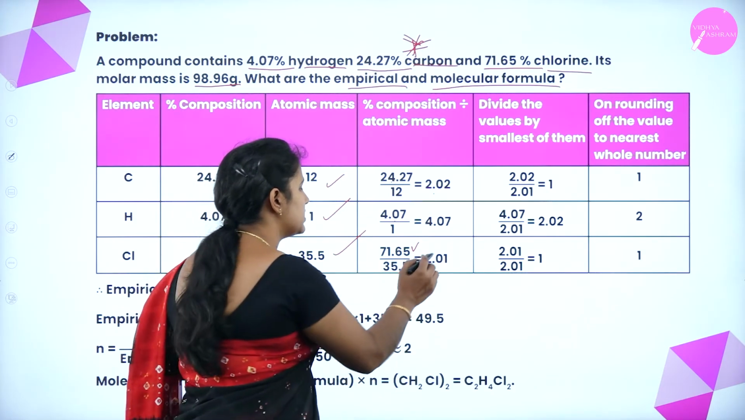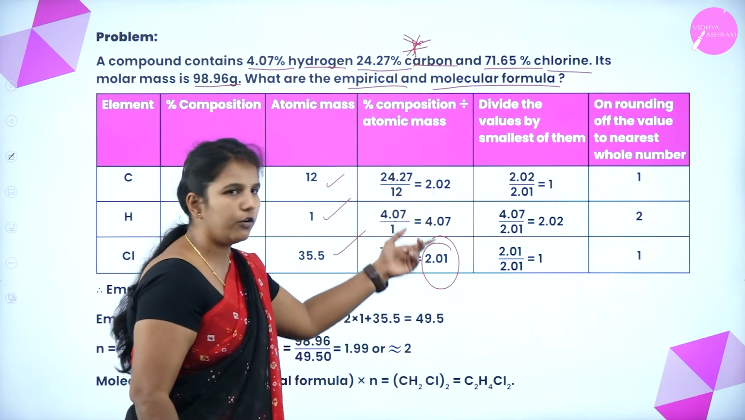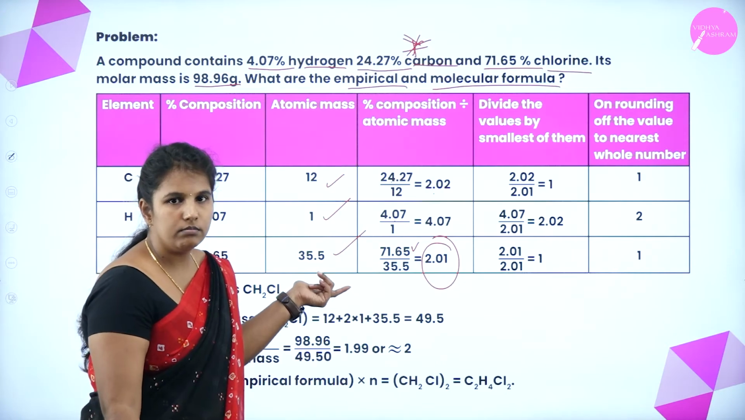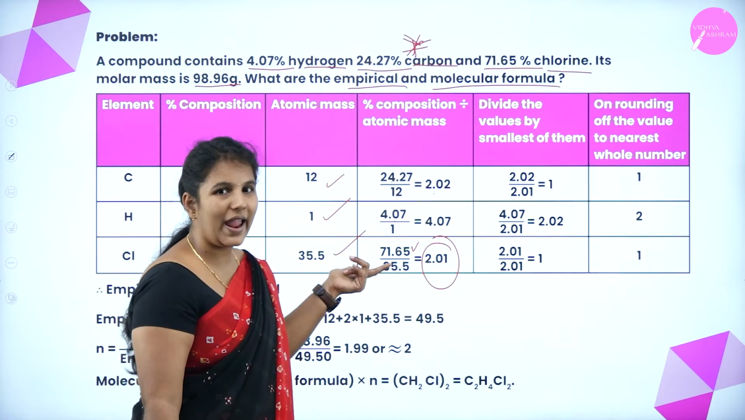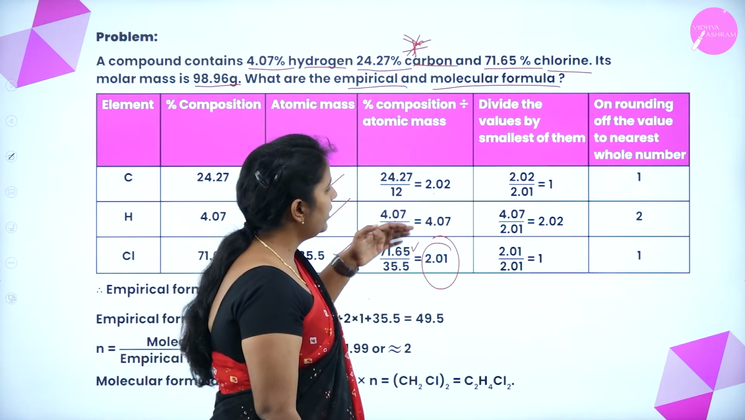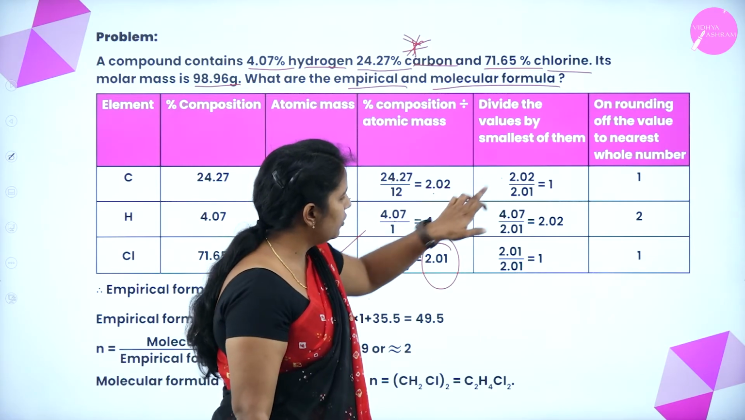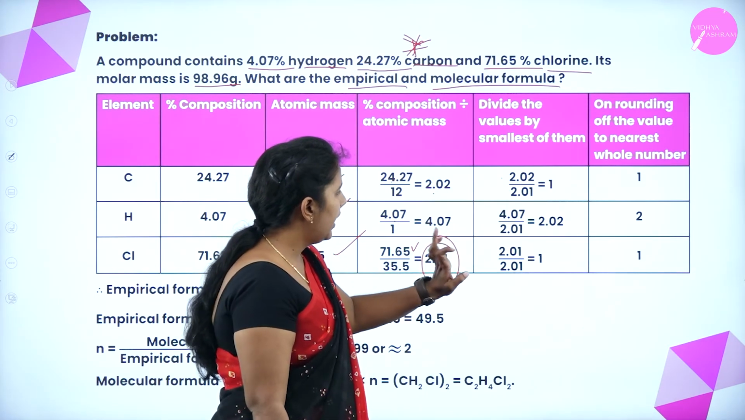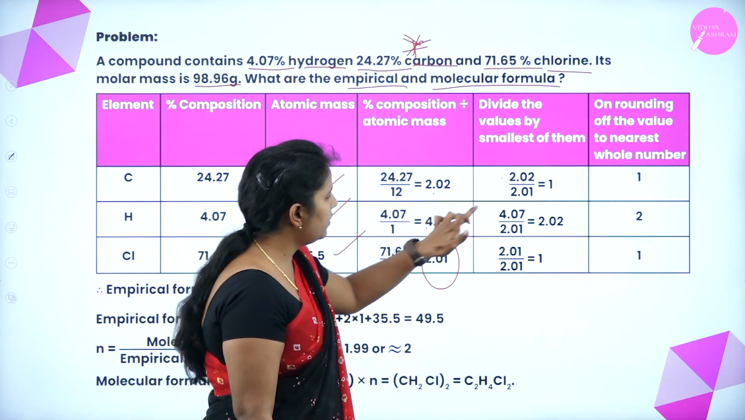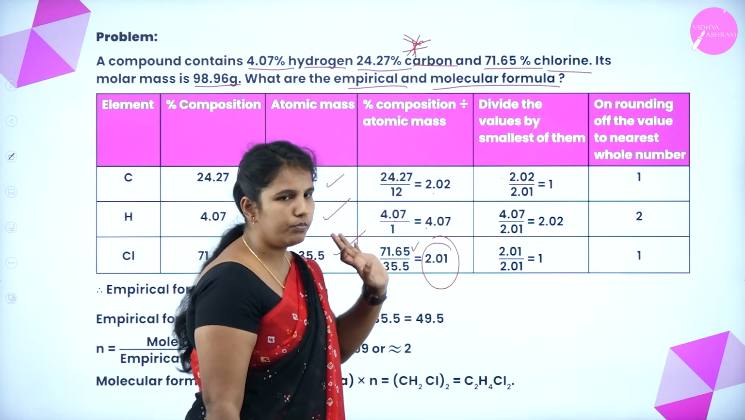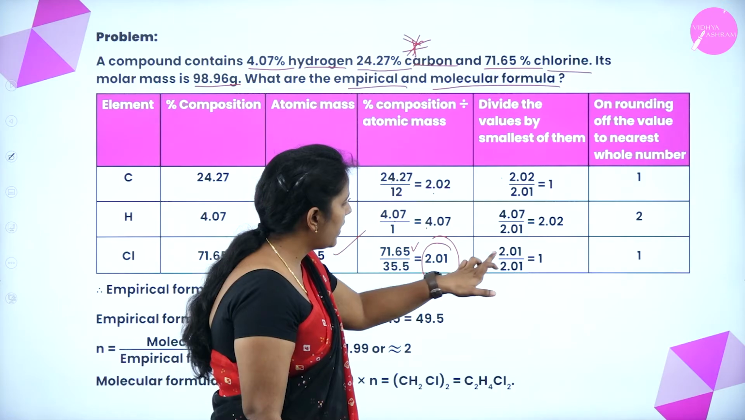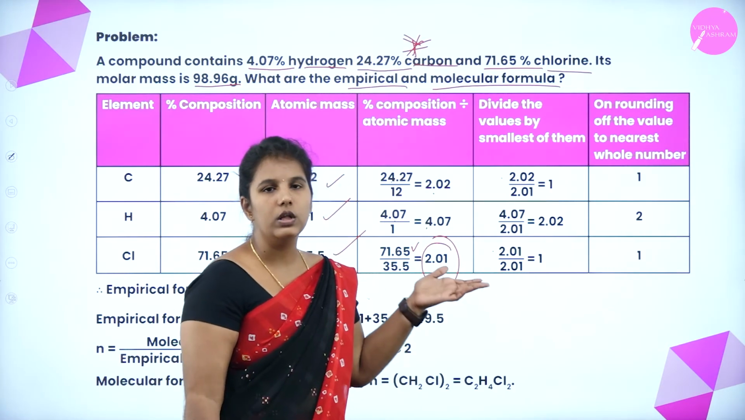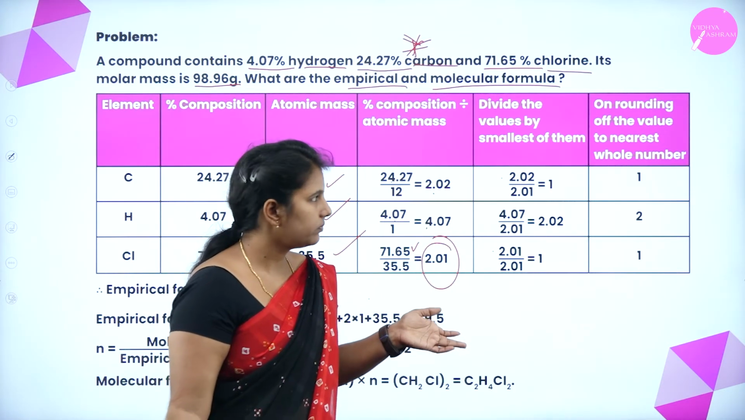So 2.0 is the smallest value found among these three different elements. We need to divide each value by this smaller value. You will get 1, and this is the final value. Divide by the smaller value, you will get 2.02, and this is the final value. Divide by the smaller value, which gives us 1.